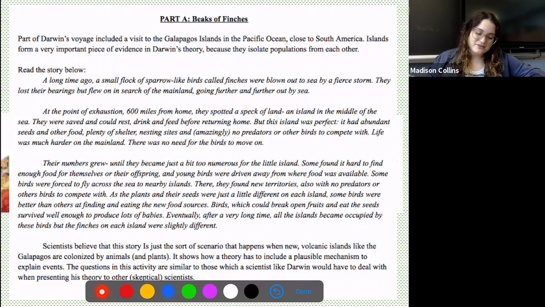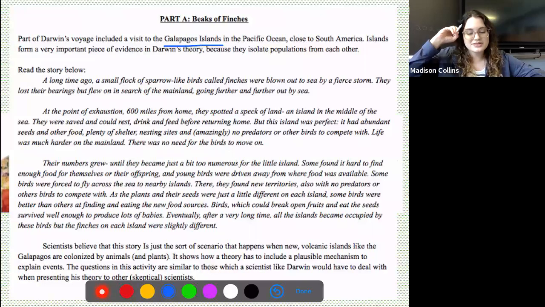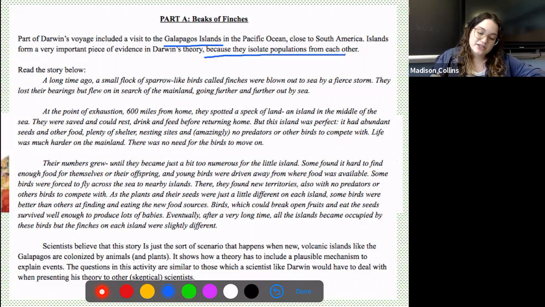Well, part of Darwin's voyage included a visit to the Galapagos Islands in the Pacific Ocean, close to South America. Islands form a very important piece of evidence in Darwin's theory because they isolate populations from one another. If those populations are isolated by a geographic barrier, what do we call it? Geographic isolation. So now let's keep reading this story.